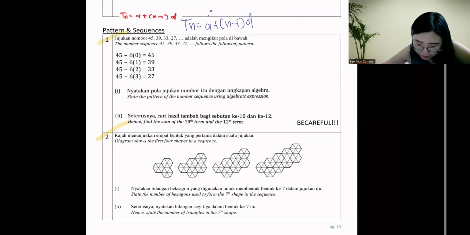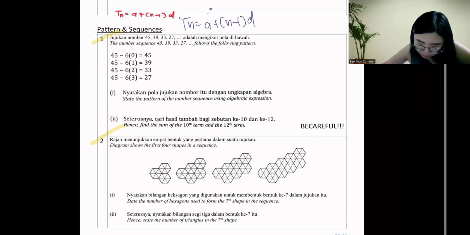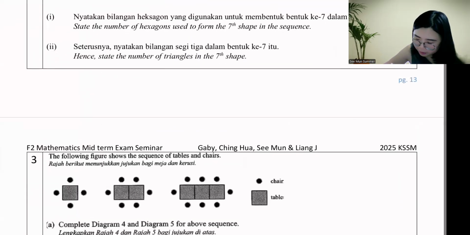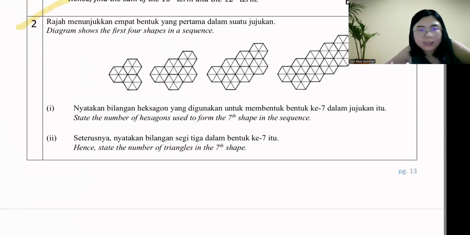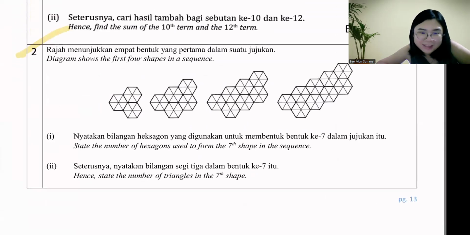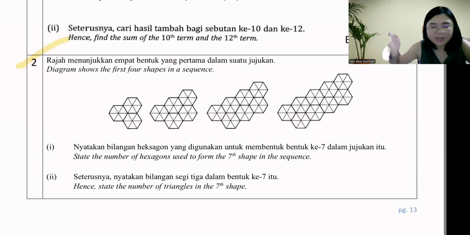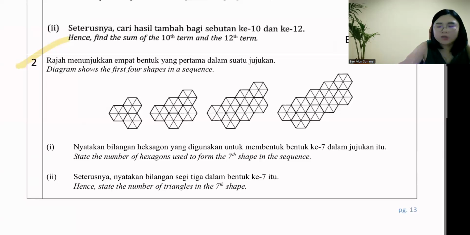How about this? Are you familiar with this also? Okay, let's see. This is chapter 1, page 13. Chapter 1 is about number sequence, right? But the only formula you need to memorize is how to find Tn. I hope you still remember.